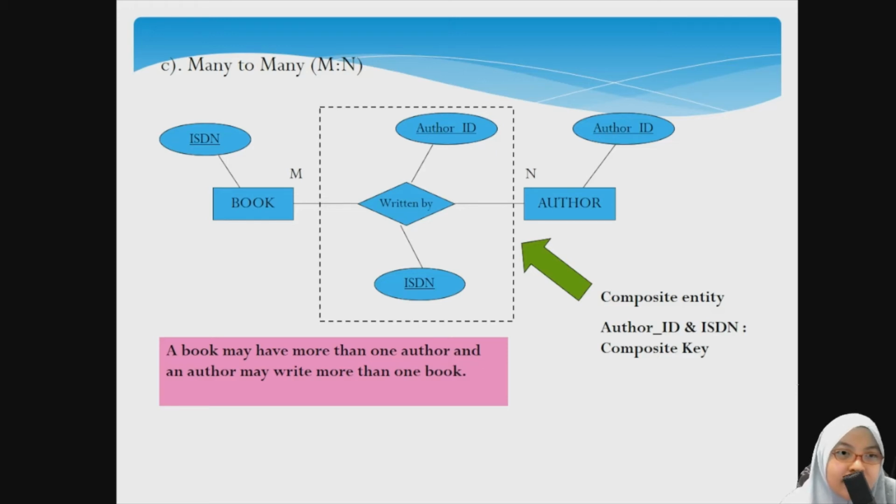Many authors have many books. So many books are written by many authors. Many authors write many books. So that is the relationship: a book may have more than one author, and an author may write more than one book.